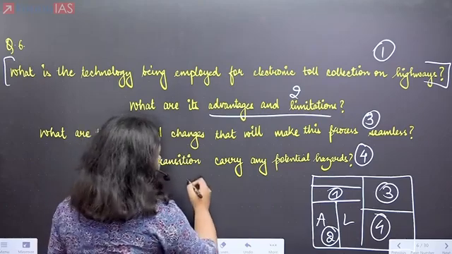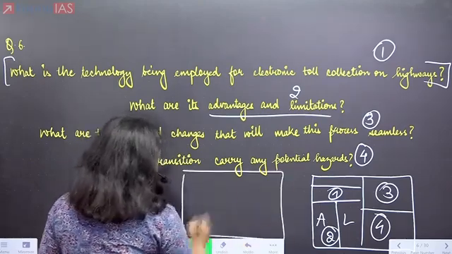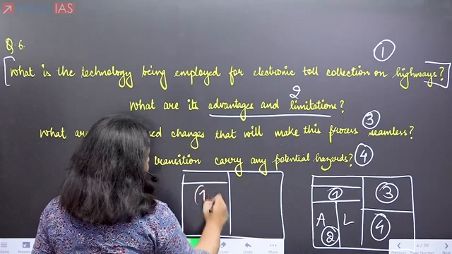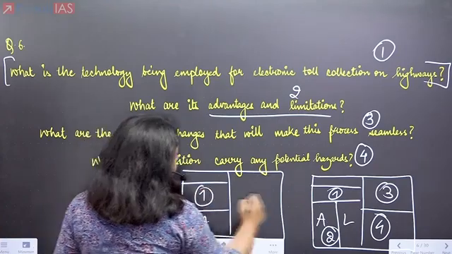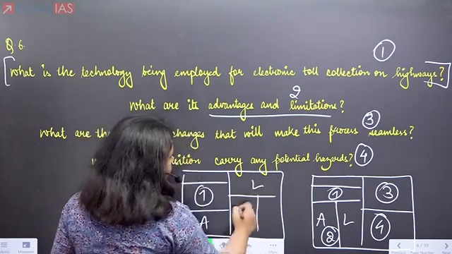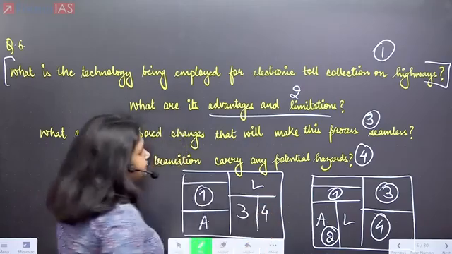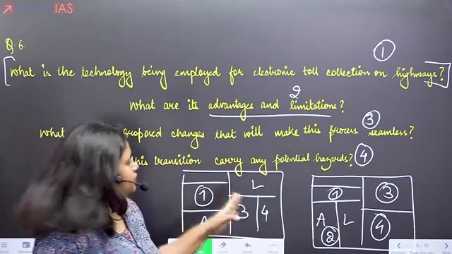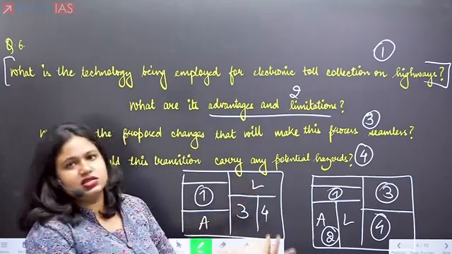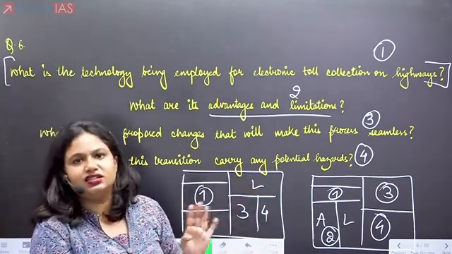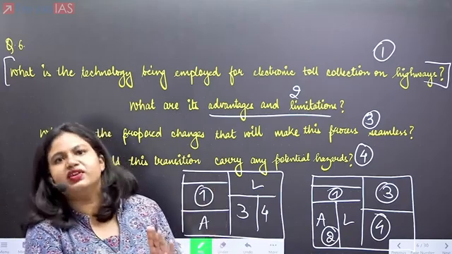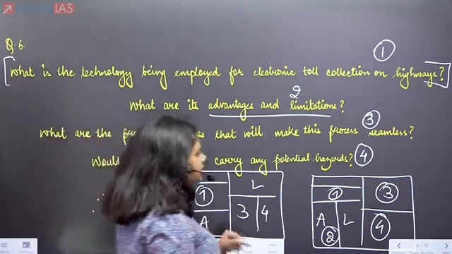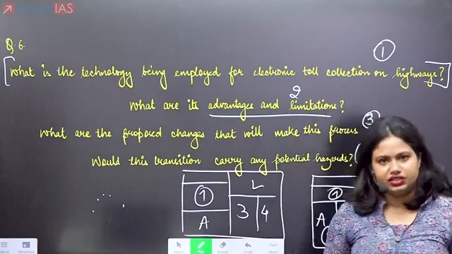Another alternative could be that instead of dividing my space for advantage and limitation, I divide between changes and hazards, right? So you can choose between them, but what is very clear is that writing this entire answer without a tabular format becomes very, very difficult. Fair? So that is what I want you to understand for this question.